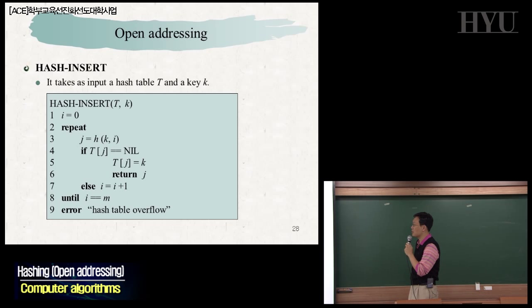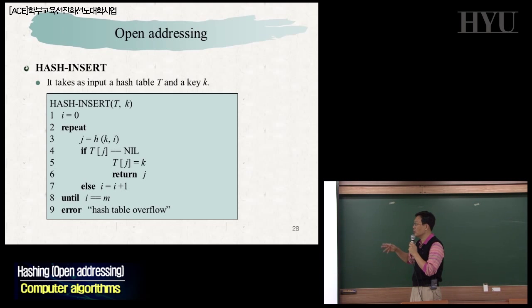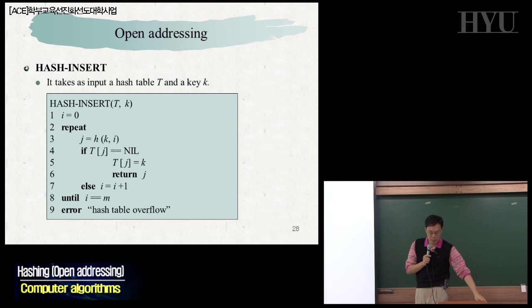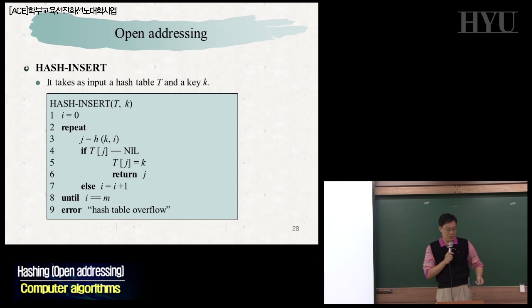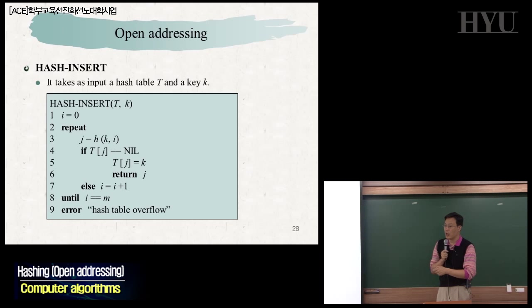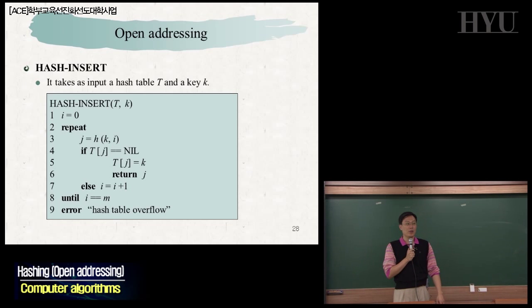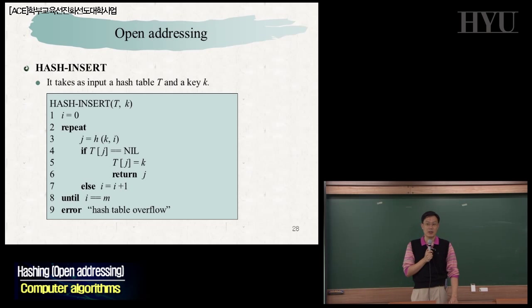Okay, this is the algorithm for hash insert. A general pseudocode. It takes as input a hash table and a key, so inserting key k into a hash table T. Okay, look at this pseudocode and try to understand the meaning for a couple of minutes.